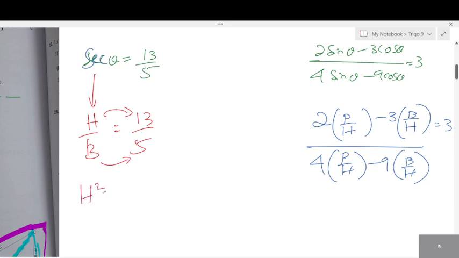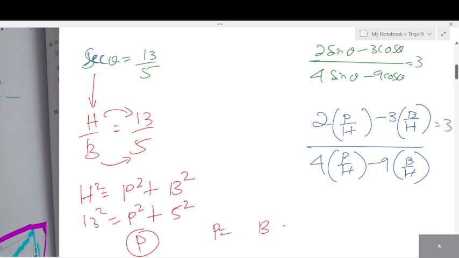H square is equal to p square plus b square. Use this formula, you get 13 square is equal to p square plus b square, which is 5 square. Use this formula, you'll get the value of p. Once you get value of p, you'll have p value, b and h. B is given 5, h is already given 13. Substitute here and you have to prove.